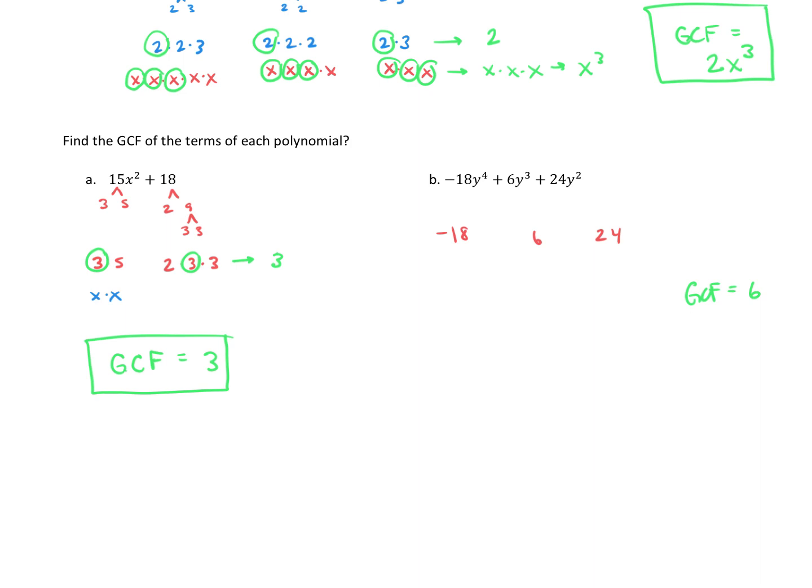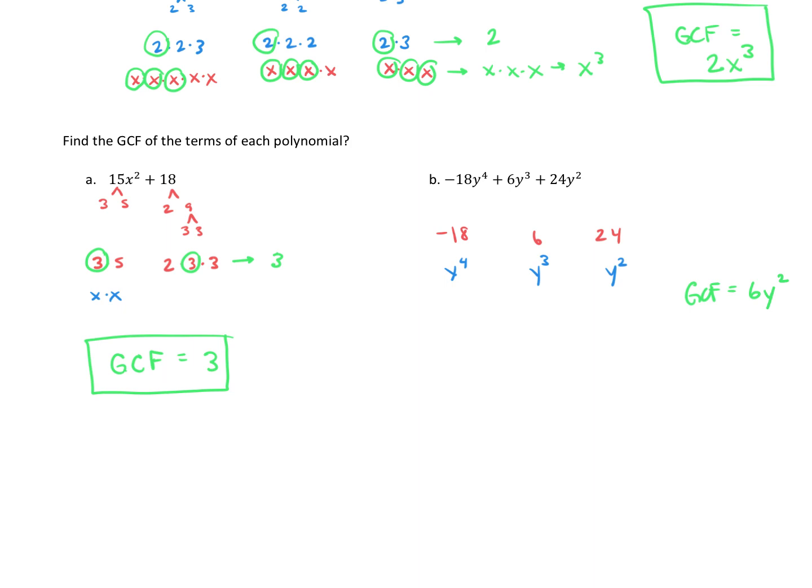All right, let's look at our y's. We have a y to the 4th, a y cubed, and a y squared. So just like we looked at our smallest coefficient of 6, let's look at the smallest y's. Here we have a y squared, that's a y times y. This one has a y times y plus an extra. This has a y times y plus a couple extra, but the most that they all have in common is that y squared. So we're going to put a y squared into our GCF.